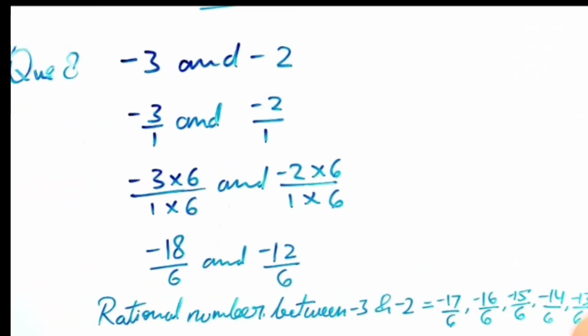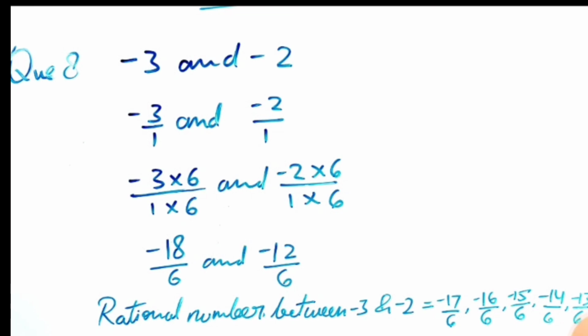Now come to question number 8. We need to find 5 rational numbers between -2 and -3. Here also we'll do it in the same way. We can see there's no denominator, means the denominator is 1 in both cases. So the denominators are equal here. No need to find the LCM and make them equal. Okay, already these are equal.